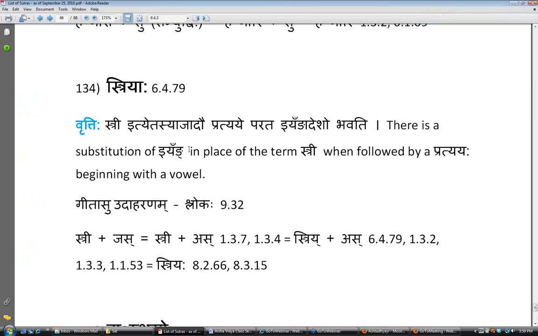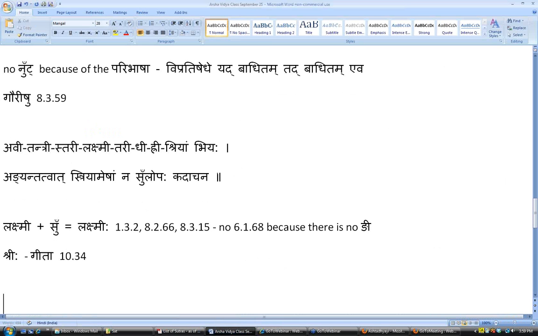And so any Ajadi Pratyaya which follows, Stri will take the Iyanga Adesha, it becomes Striya. So basically, simply you can put it like this: Ajado Pratyaya Pare. What we get is that the Stri will change to Striya. That's what's going to happen.